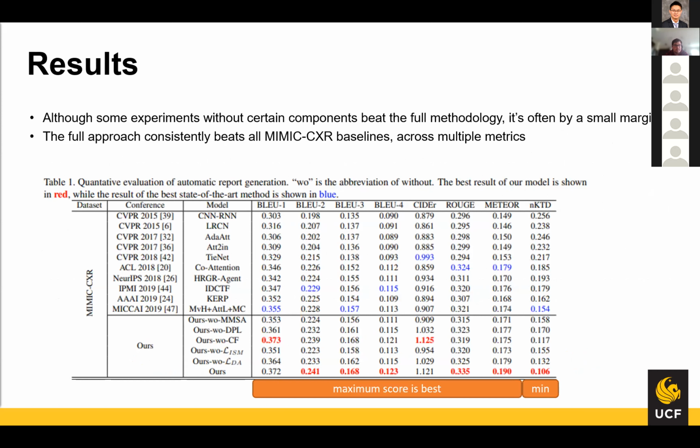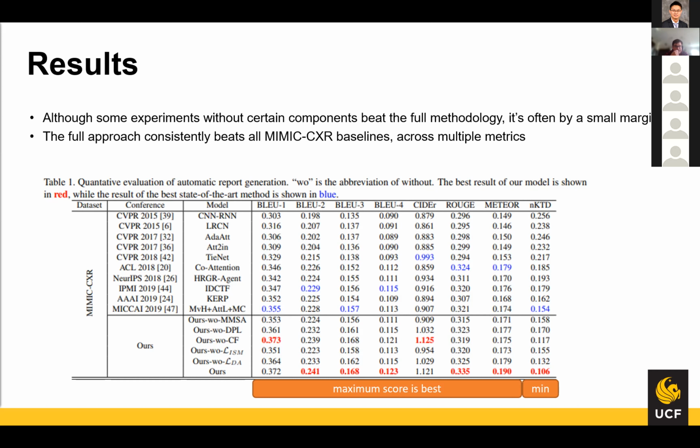Onto the results. Although some of the experiments without certain components beat the full methodology for some metrics, I'd say it's often by a small margin, and the full approach consistently beats all other baselines across actually all metrics. So if you look down at the bottom, where you see "ours", the very bottom line, for all 7 or 8 metrics used to evaluate the model, the full approach actually beats the best reported baseline, which is compared above in blue.